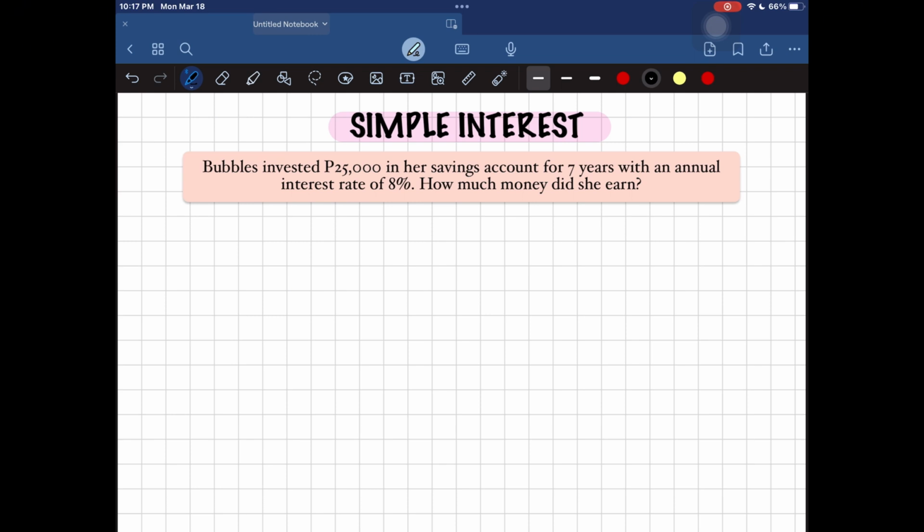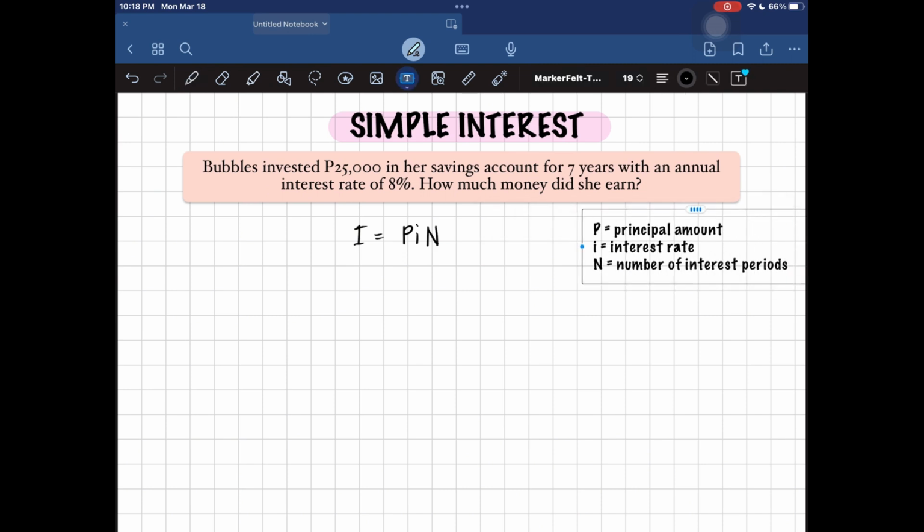So, when applied, the total interest, or I, is equal to PIN. So, it's P times I times N. Here's the information: P is equal to the principal amount, I is equal to the interest rate, while N is equal to the number of interest periods.